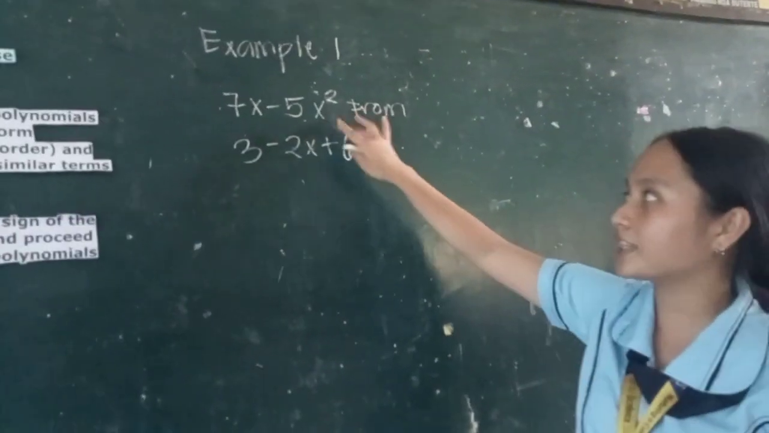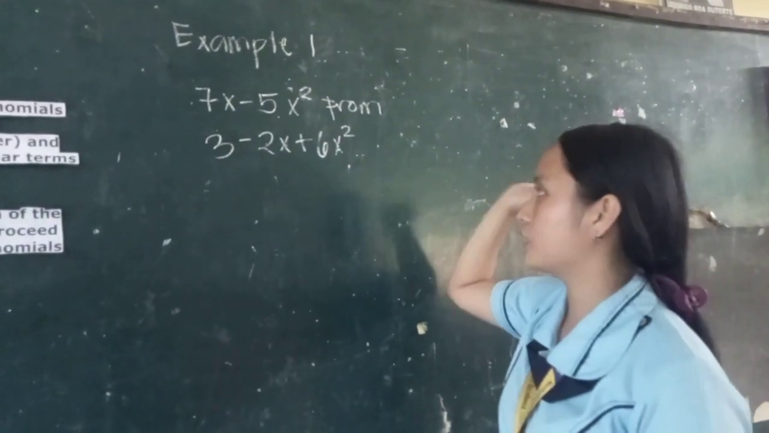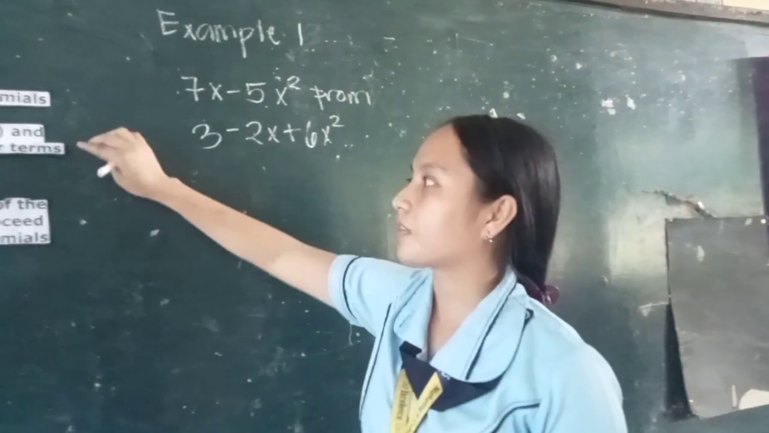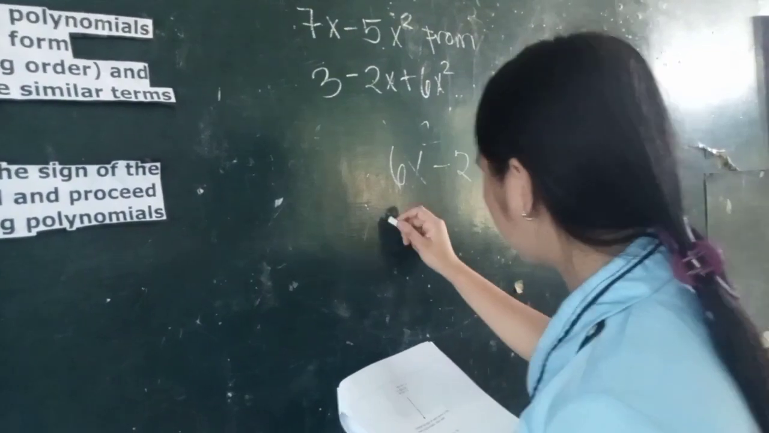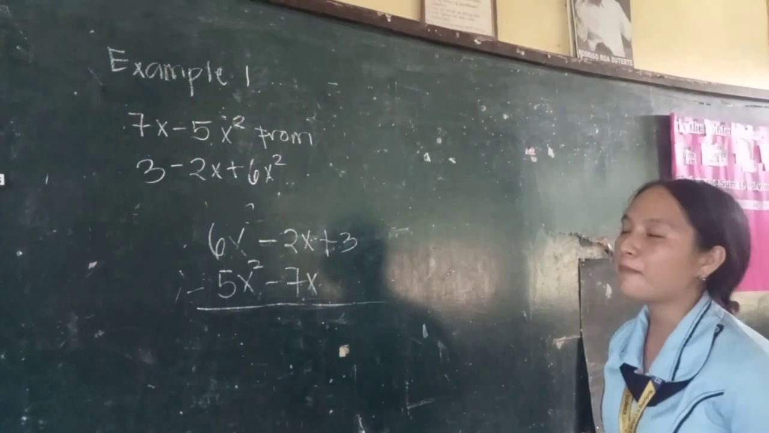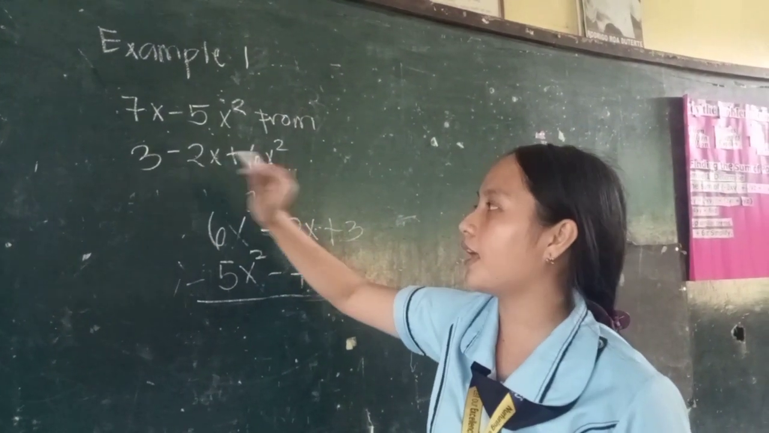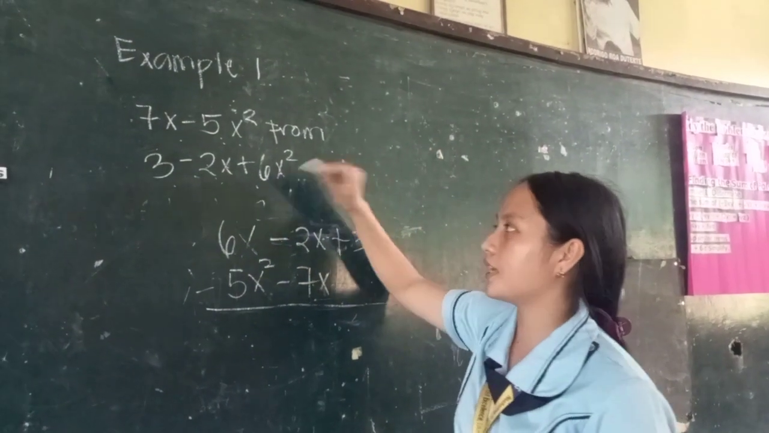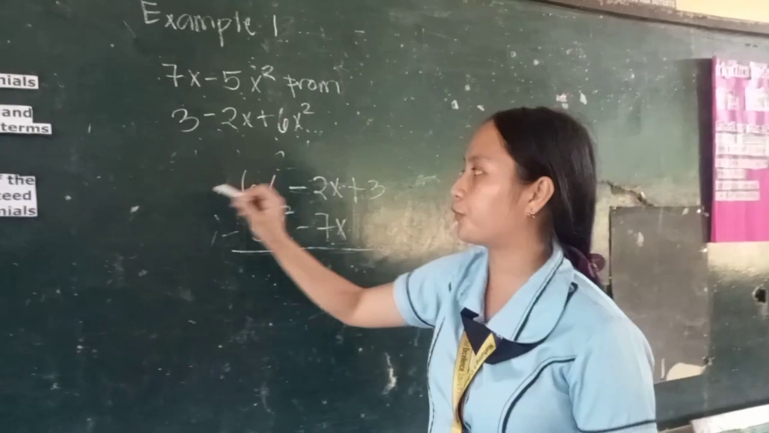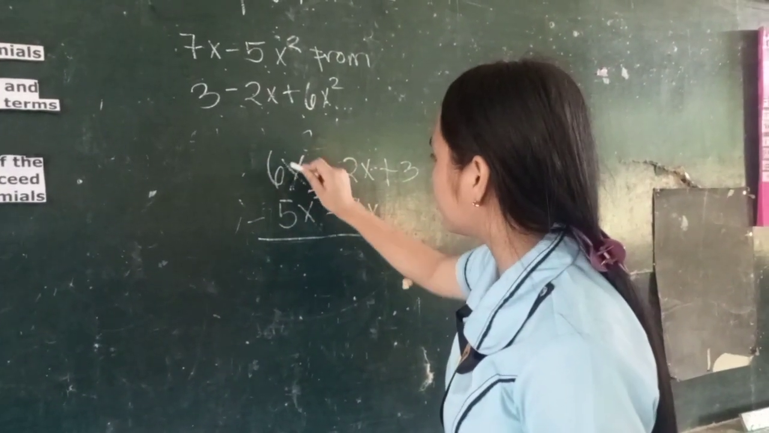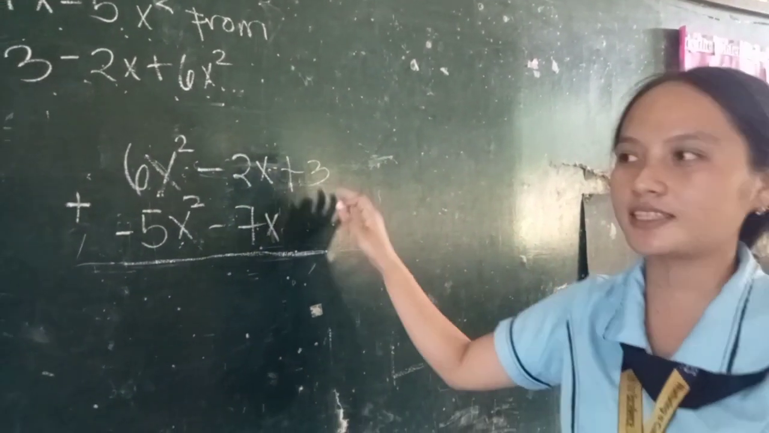Example number 1. Subtract 7x minus 5x squared from 3 minus 2x plus 6x squared. So in rule number 1, descending order and arrange the similar terms vertically. So it's going to be like this. Then we solve. Change the sign of the subtrahend and proceed as in adding polynomials.